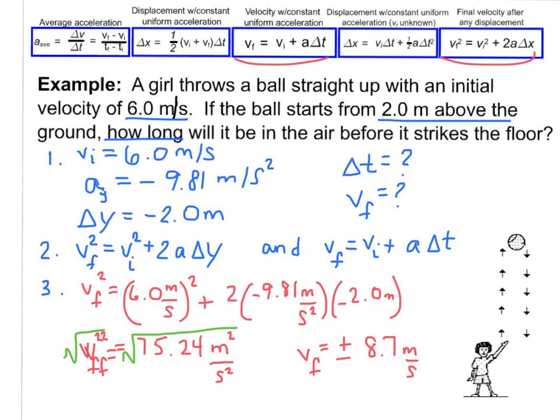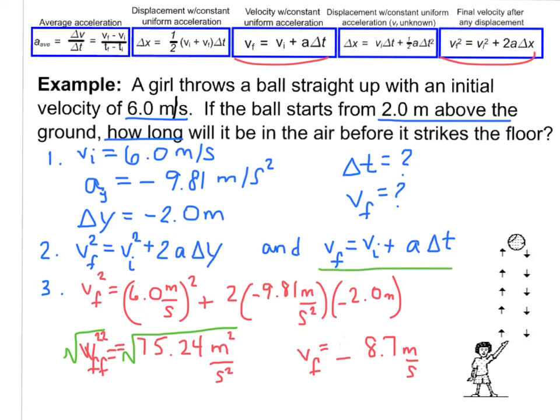And in this case, we're going to have to choose which one is the correct value. The correct value is going to be negative 8.7, and so I'm going to scribble out the positive sign because that one won't work. The reason it's negative is because the ball is moving down. My final velocity, as the ball is moving down right before it hits the ground, is negative 8.7 meters per second.